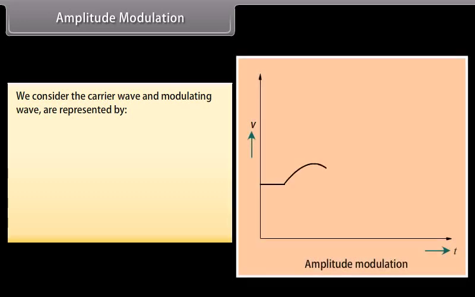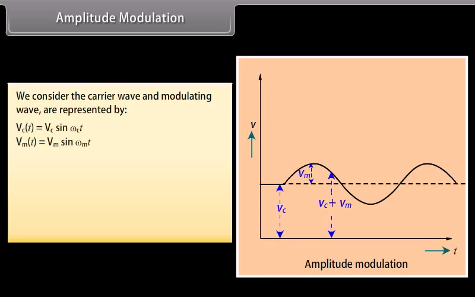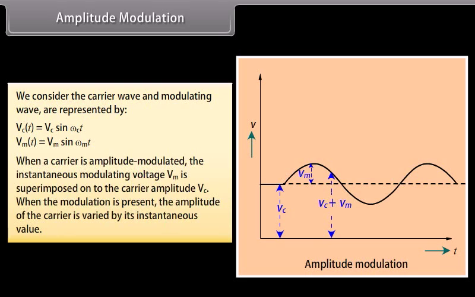Amplitude modulation. We consider the carrier wave and modulating wave are represented by vc(t) = Vc sin ωc t and vm(t) = Vm sin ωm t. When a carrier is amplitude modulated, the instantaneous modulating voltage Vm is superimposed onto the carrier amplitude Vc.